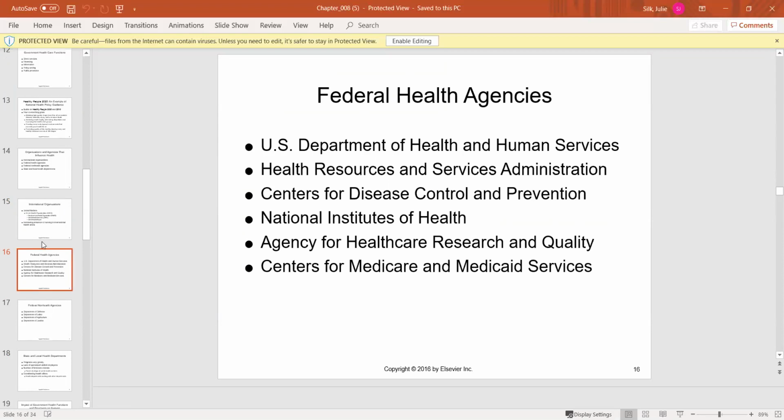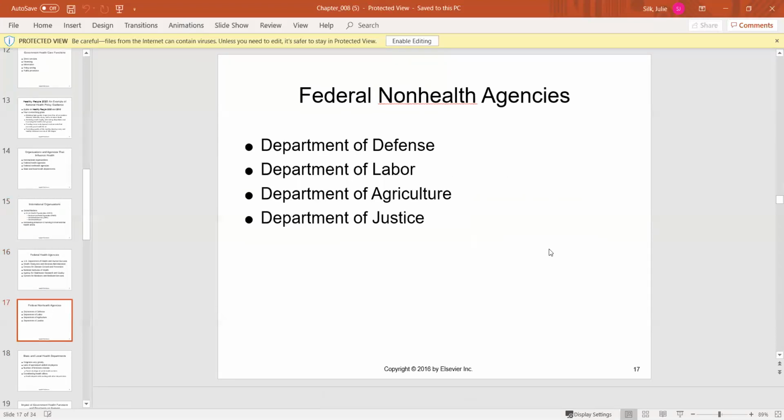And then again, this just mentions some other federal health agencies that help along with this. Here are some examples of non-health agencies: the Department of Defense, the Department of Labor, the Department of Agriculture, and the Department of Justice also influence healthcare.